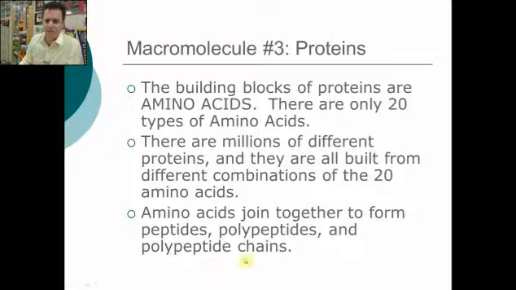Now you put a few amino acids together and you get a peptide. You put a few peptides together and you get a polypeptide. Okay? You put multiple polypeptides together and you get a protein. That's kind of the scale up for proteins.